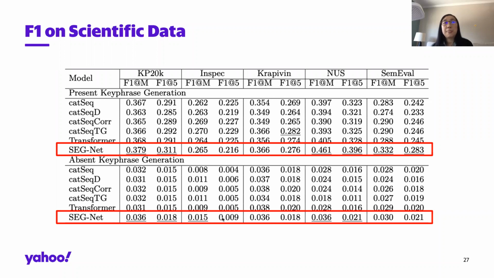But this is actually because these data sets have relatively shorter documents. It's only about 120 tokens compared to the others. They are longer, around 200 words. So our approach seems to work better for these longer documents.